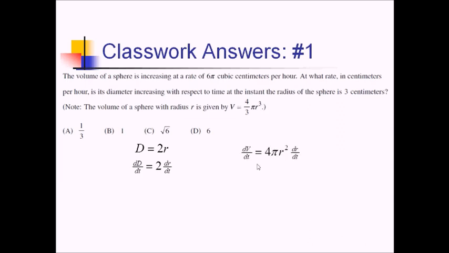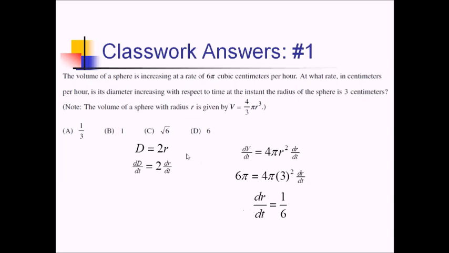And now I just have to plug in what I can and isolate dr/dt. So I know that dV/dt is going to be 6 pi. And then the radius, they told us, was 3, so we can plug those numbers in. So this over here is going to be 36 pi. Dividing both sides by that, we've got 6 pi over 36 pi, which comes out to 1/6. So that's the value of dr/dt.